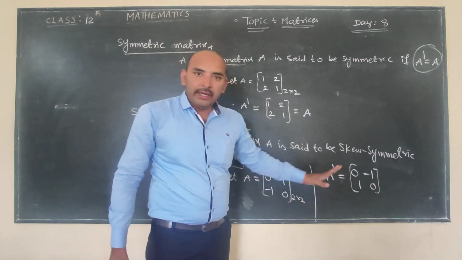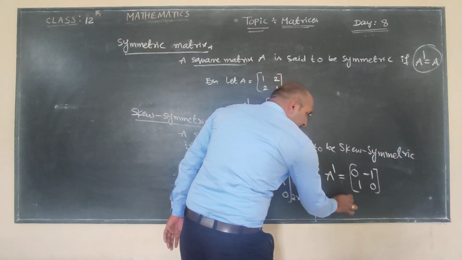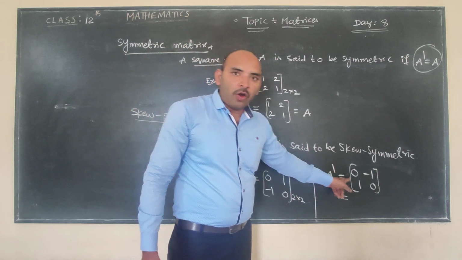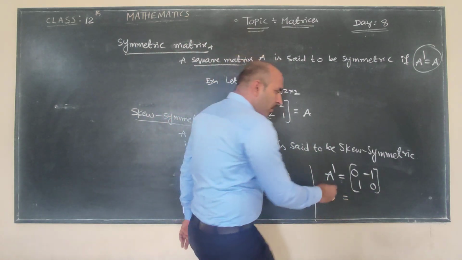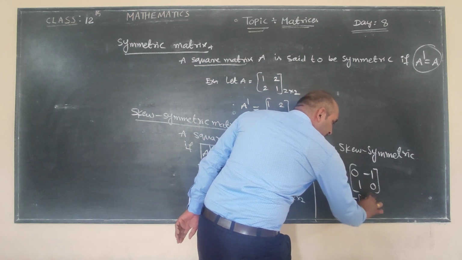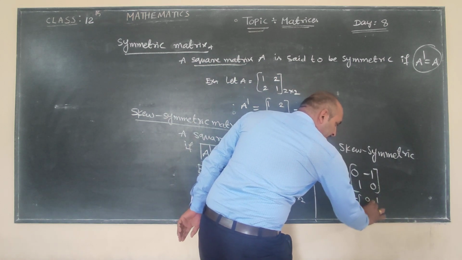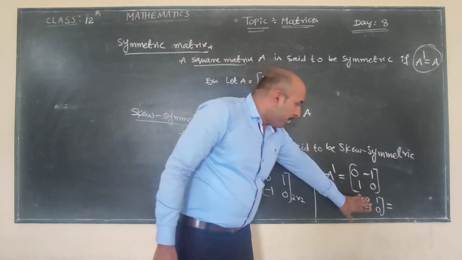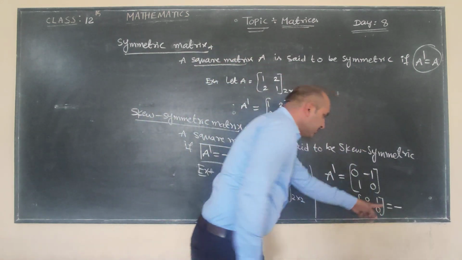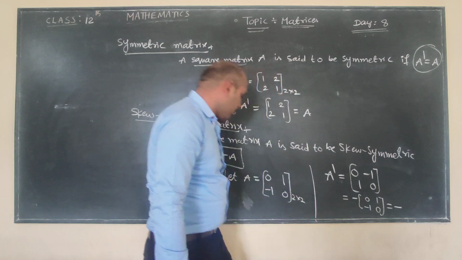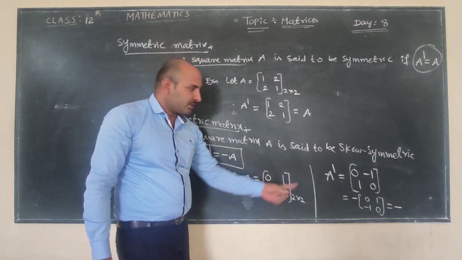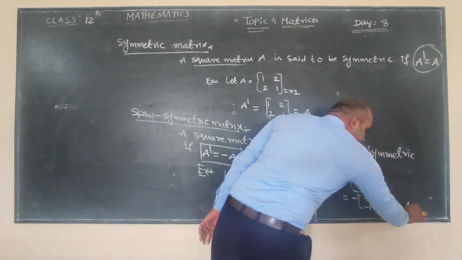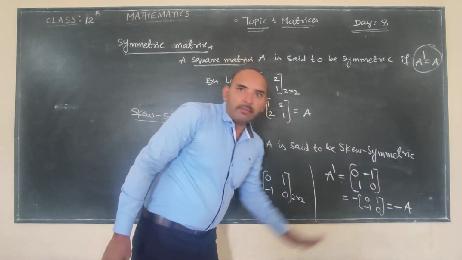In this A transpose, let us take minus common for all the elements. Taking minus common, you will get 0, 1, minus 1, 0, which is equal to minus of this matrix, nothing but capital A matrix, 0, 1, minus 1, 0. This is equal to minus A. So A transpose is equal to minus A.